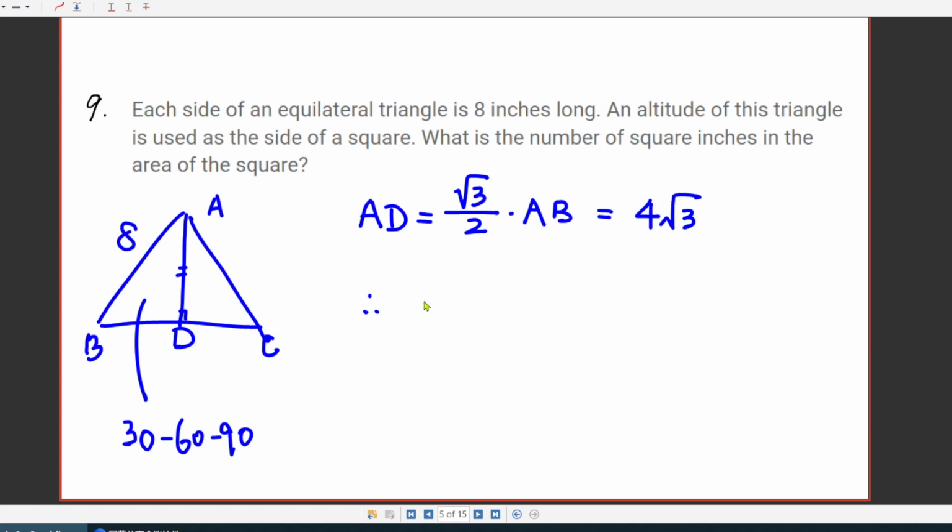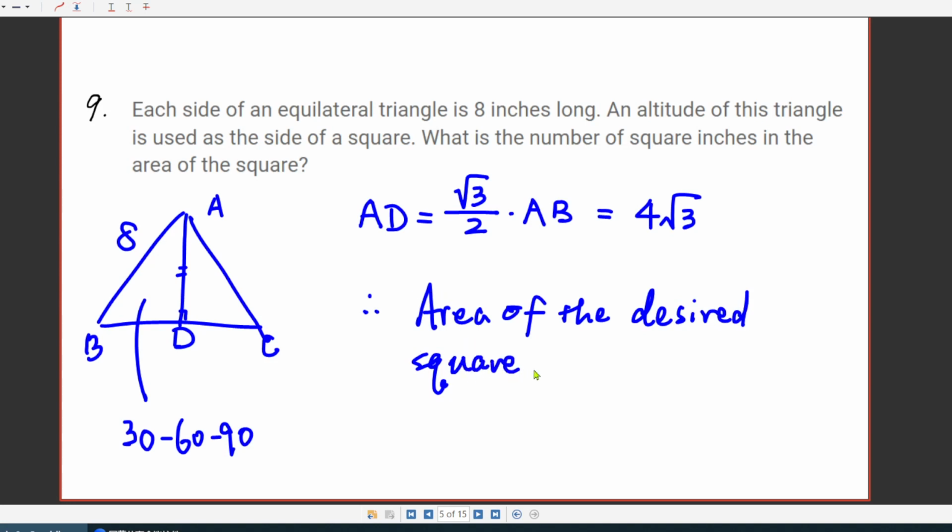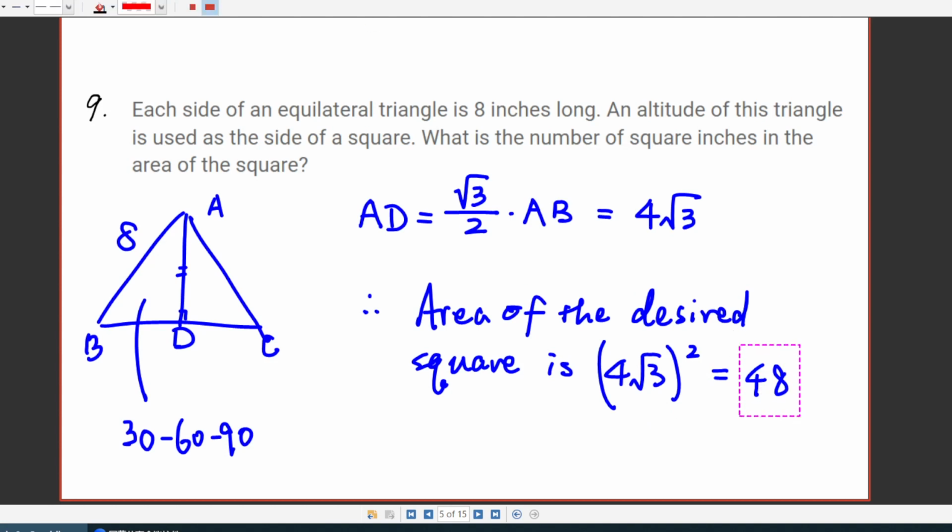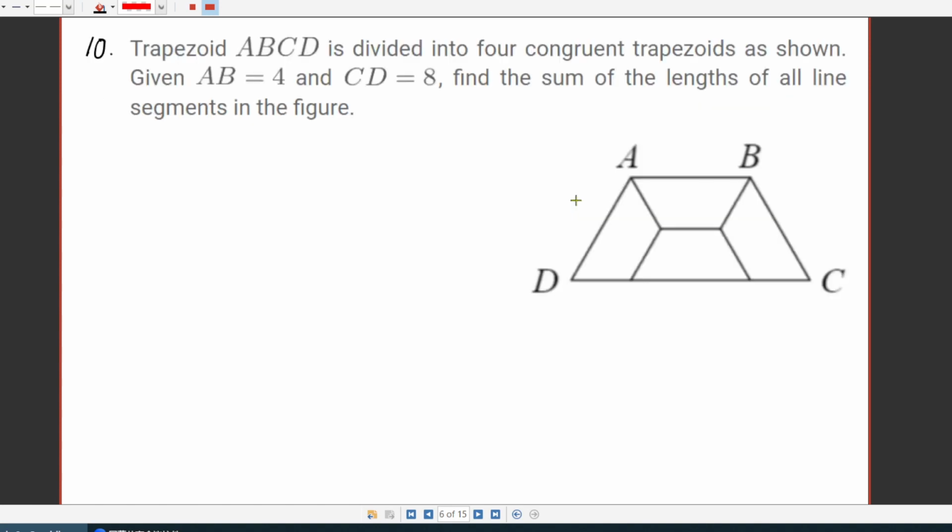Therefore, we know the area of that square, the area of the desired square, is 4 square root 3 squared, right? And this gives us 48. Okay, any questions? Okay, then let's see the next one.